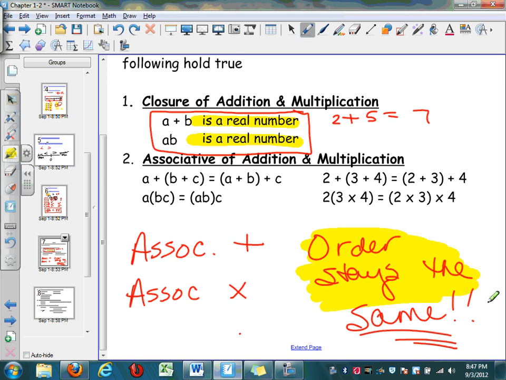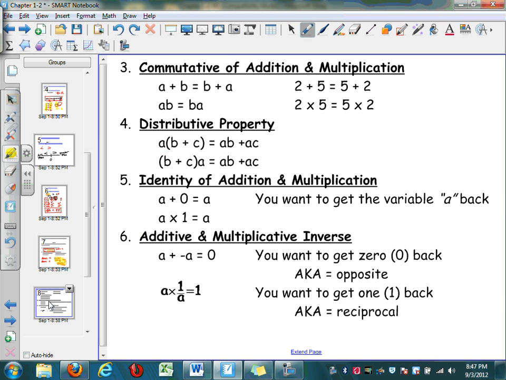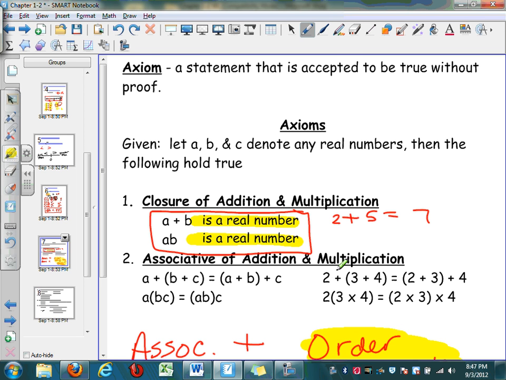Because you are going to mess this one up and confuse it with the lovely property of closure. Closure, the order does not stay the same. What I need you to notice here is that I have the values 2, 3, 4 on the left side of the parentheses. And on the right side of the equal sign, I have 2, 3, 4. Notice the order stayed the same. What moved were my parentheses in the associative property.